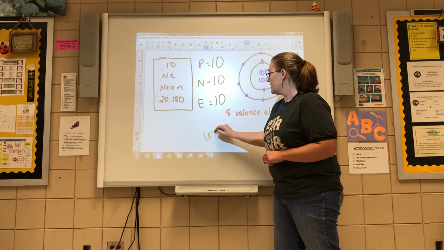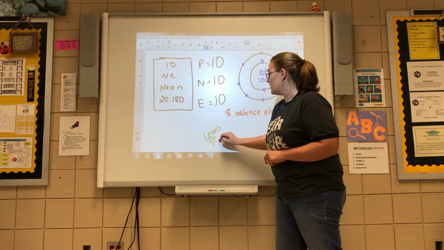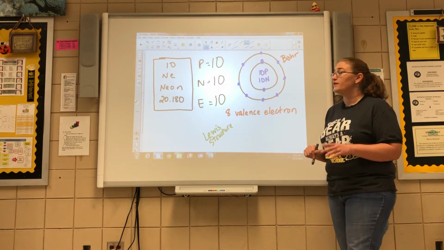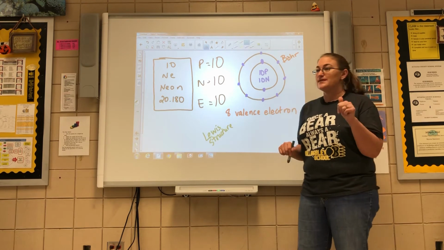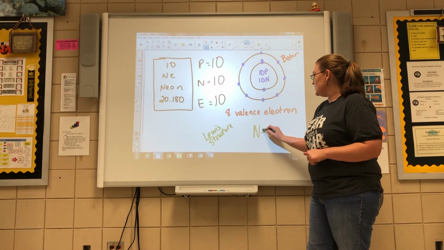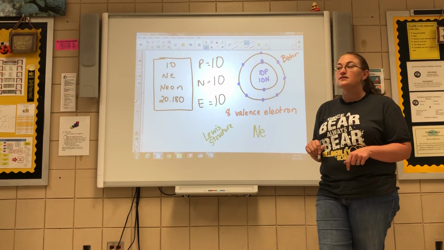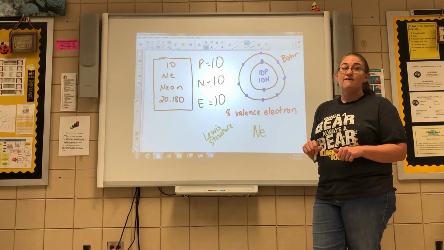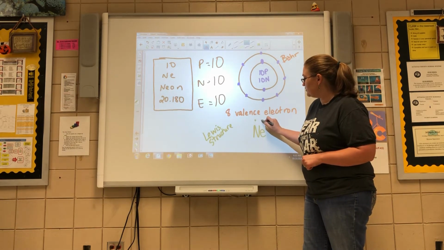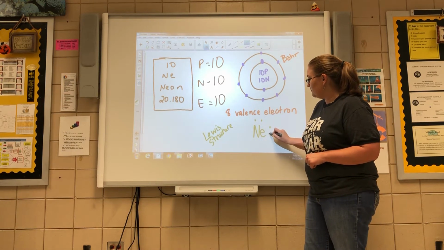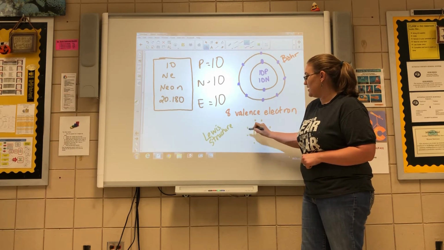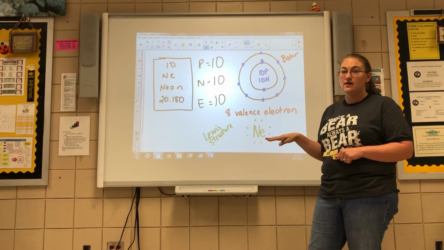So now I want to do the Lewis structure. A Lewis structure is also called an electron dot diagram. I'm going to draw the symbol. What's my symbol for neon? Ne. And how many valence electrons did I have? 8. So I'm going to do 1, 2, 3, 4, 5, 6, 7, 8. I need 8 dots around neon.